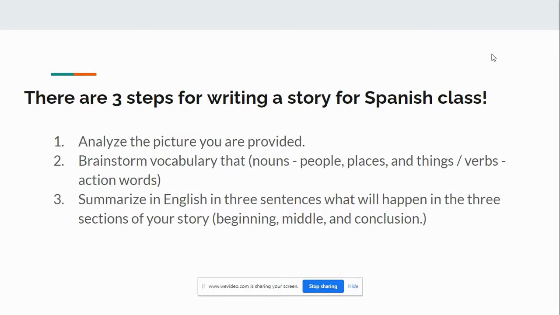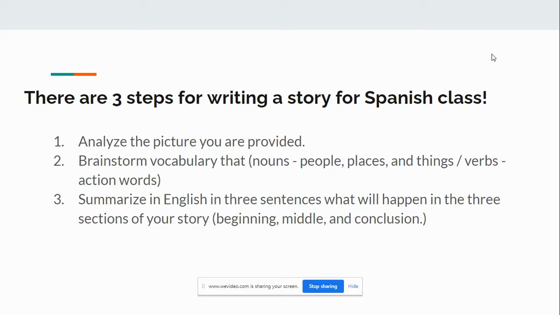The way I see it, as I was thinking about how I write a story, there are three steps for writing a story. First thing is that you are given a picture on the Regents exam to write a story about. You have to take a look at the picture and analyze what is going on here. Then you brainstorm vocabulary, nouns, so that's people, places, and things, and verbs, action words that are associated with the picture. I will show you examples of that in this video.